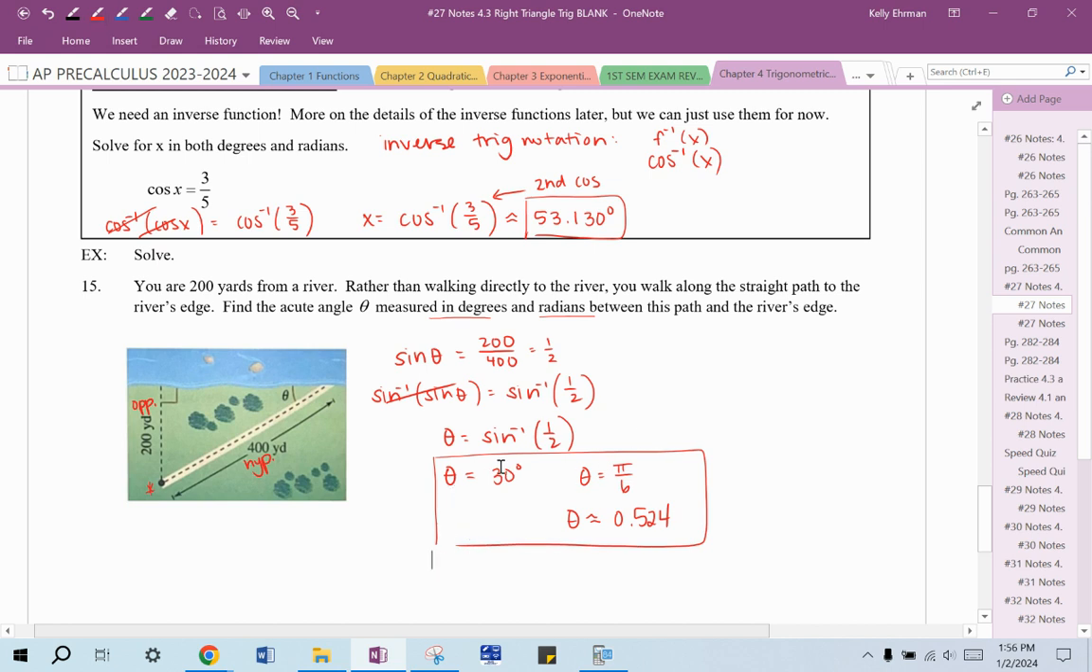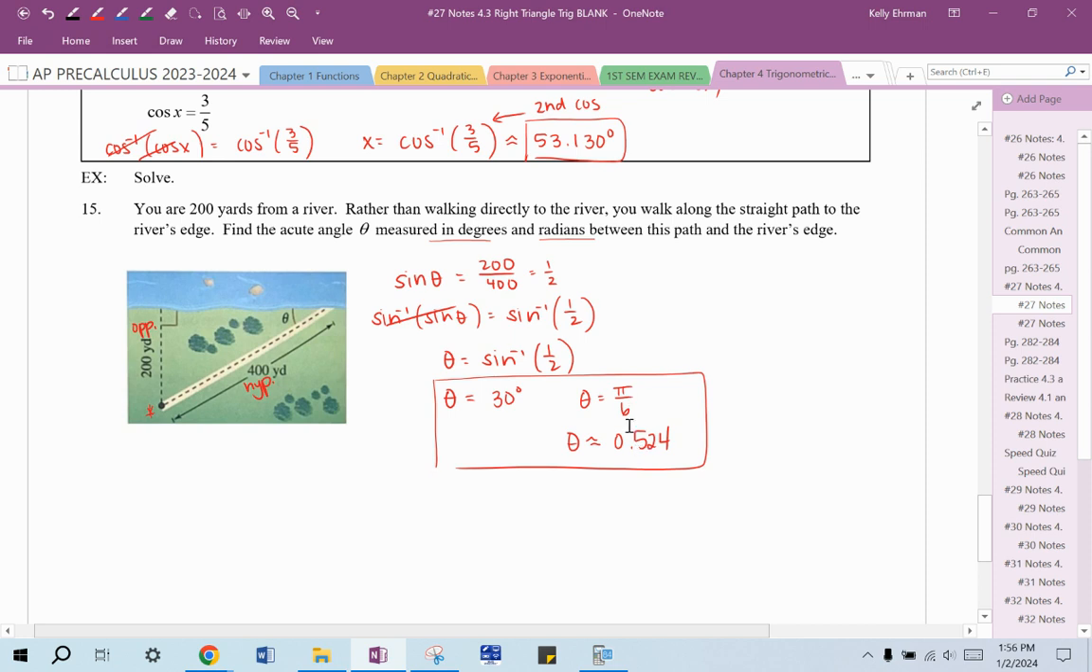I would convert if I would. I mean, it'll just depend if it's a calculator or non-calculator part. It won't matter. If you're allowed to use a calculator, you could use either answer here, I would think.